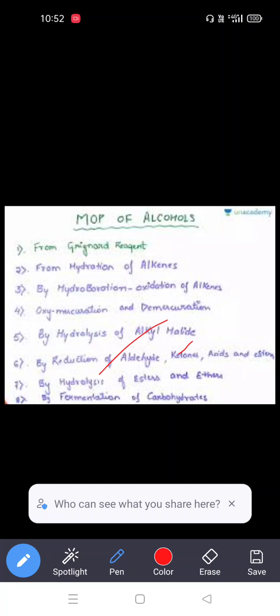So ethers are also a very different case. We are conducting the ether hydrolysis process, and we get two products. If it is a symmetrical ether, we get the same alcohol, but if it is an asymmetrical ether, we can produce different types of alcohols. So this is also a very important process.